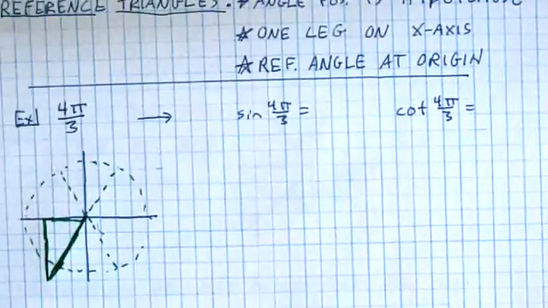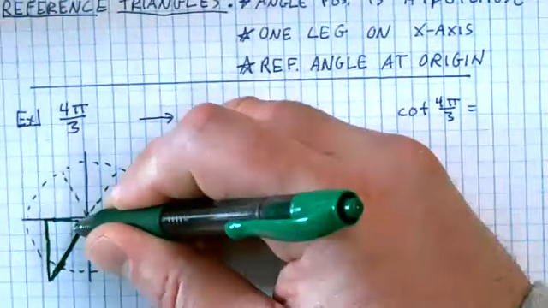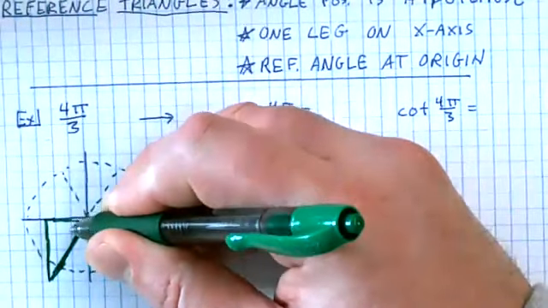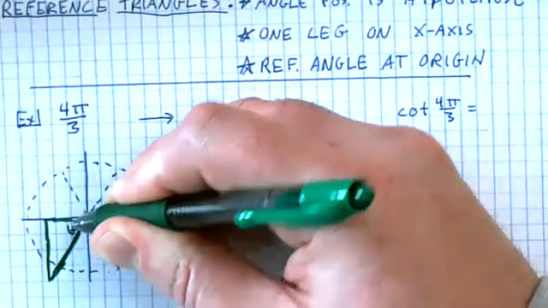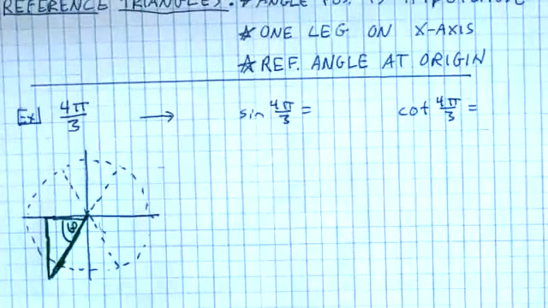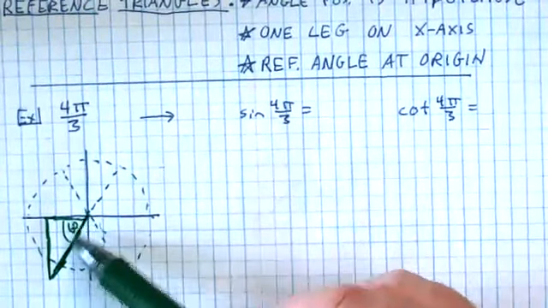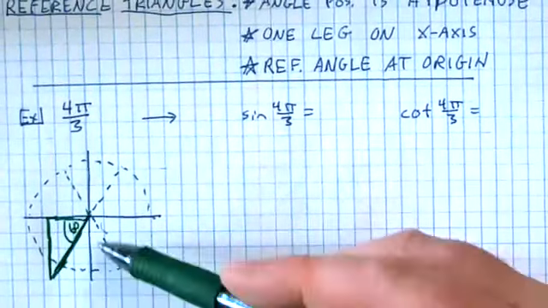Hey, this is one of our special triangles, isn't it? Because pi over 3 is how many degrees? That is 60 degrees. So this turns out to be a 60-degree angle right there. That right there is our reference angle. Reference angle. It's the angle that's at the origin, not this one over here, not the 90-degree one. It's the one that's at the origin.